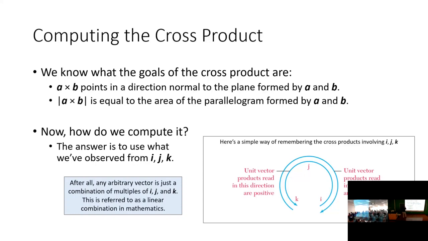Okay, now we know what the goals of the cross product are, so let's be clear about that. We know that A cross B needs to point in the direction normal to the plane. We know that the magnitude is equal to the area of that parallelogram. But how do we compute it? Well, the answer is to use what we have learned from I, J, and K. We know how to cross these base vectors. We can use this to develop a formula for crossing any vector. After all, any arbitrary vector, like 2i plus 3j minus 4k, is just a little bit of I, a little bit of J, and a little bit of K.